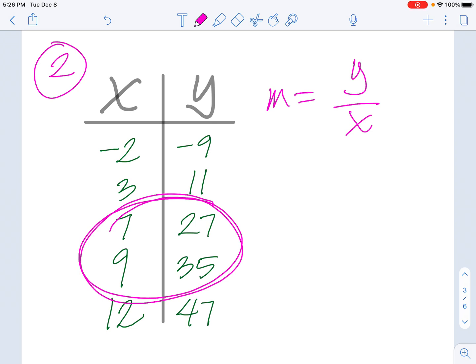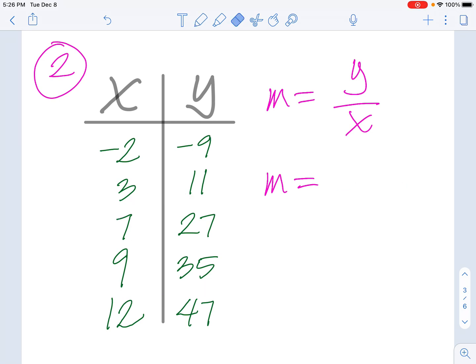I'm looking for what is the change in y for the top of the fraction, and what is the change in x for the bottom of the fraction. So with that in mind, the change in y from 27 to 35 is a plus 8. The change in x from 7 to 9 is a plus 2. So we can write our slope as plus 8 over plus 2.